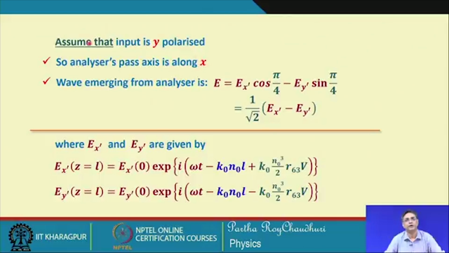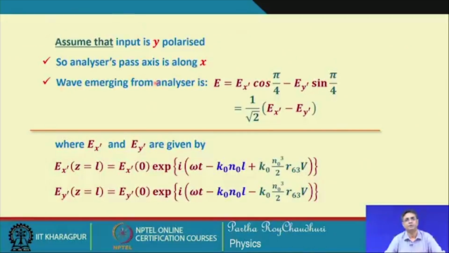If the polarizer's pass axis is along the old y axis, then the analyzer's pass axis will be along the old x axis. That is the requirement. So, the wave which will be emerging from the analyzer: you have an input which is y polarized, and you will get an output along the x polarization. If this y polarization is exciting this x polarization, then only we will get an output.